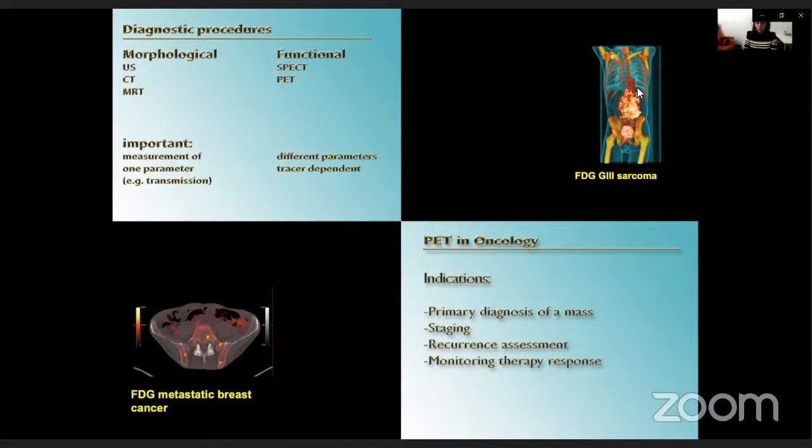Now let's come to the applications of PET in oncology. The indications are the same since the introduction of the methods in oncology. These are primary diagnosis of a mass, staging, assessment of tumor recurrence, and monitoring of therapy response.